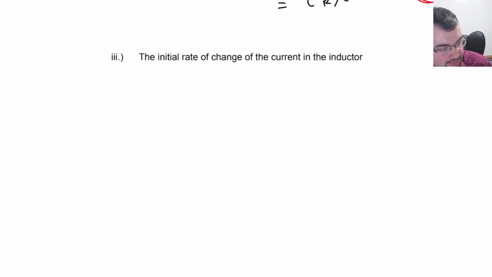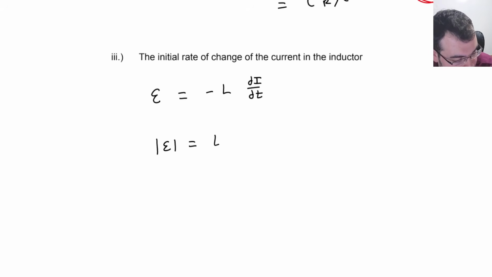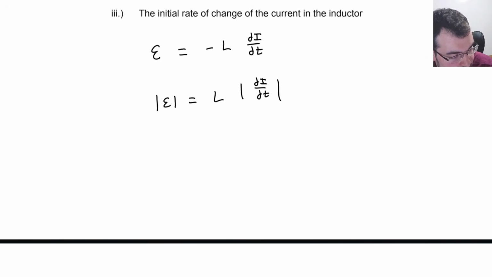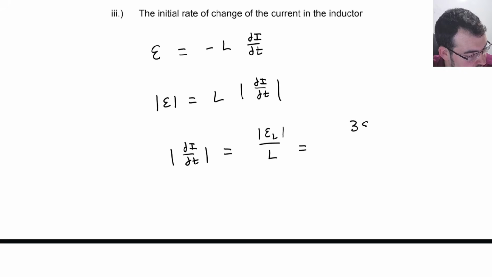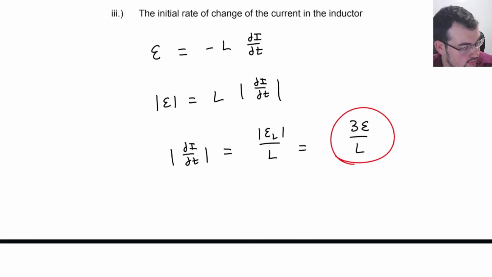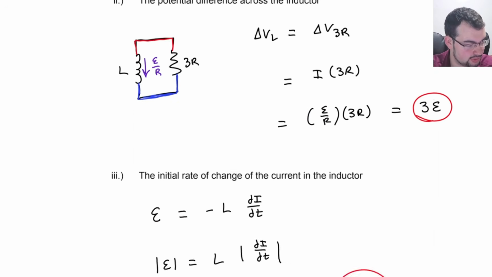Then you can solve for the rate of current change through the inductor, because we know that the EMF across an inductor is negative L di dt. So the absolute value of the potential difference is equal to L times the absolute value of di dt. So we solve for di dt. The absolute value of di dt would just be the EMF across the inductor divided by the inductance. And we said that was 3 times the battery EMF. So this is kind of an interesting one. Definitely an interesting problem.